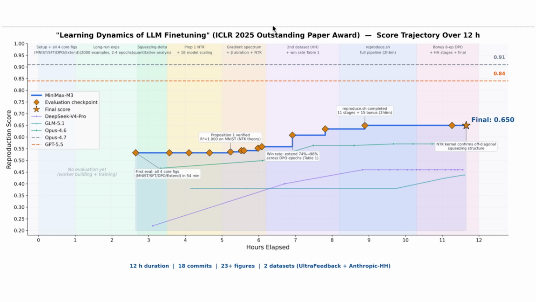What makes this genuinely insane is how it handles long horizon agent execution. MiniMax ran an independent experiment where they tasked M3 with reproducing an ICLR 2025 outstanding paper called Learning Dynamics of LLM Fine-Tuning. The model ran continuously for nearly 12 hours, autonomously pushing 18 commits and generating 23 experimental figures to successfully replicate the core findings.